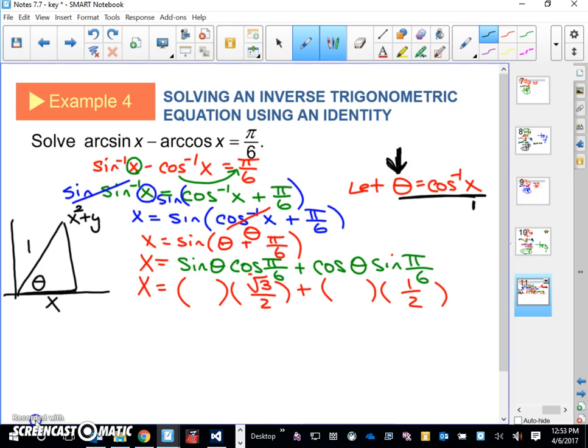x squared plus y squared equals 1 squared. I'm trying to find the y side, so subtract that x squared over, and have y squared equals 1 minus x squared, because 1 squared equals 1. You're going to take the square root of both sides, and so that's plus or minus the square root of 1 minus x squared. However, since we're upstairs in the first quadrant, that y has to be the positive value. So we know right now that y equals the square root of 1 minus x squared. That's your y side.